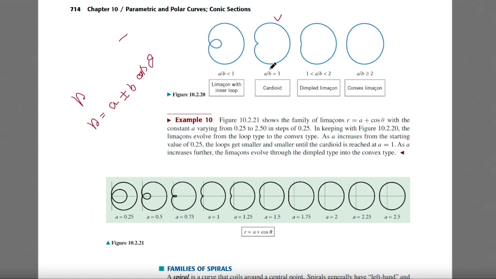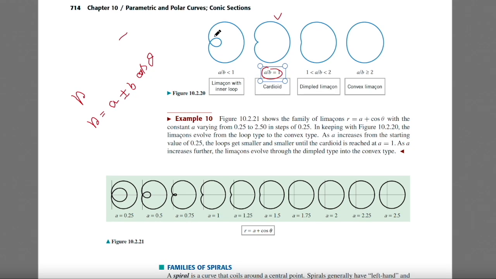You see, when a by b equal to 1, then it is a cardioid. But if the ratio is less than 1, then you will find an inner loop. It is called limacon with inner loop. And when the ratio is bigger than 1, less than 2, then it is called dimpled limacon.